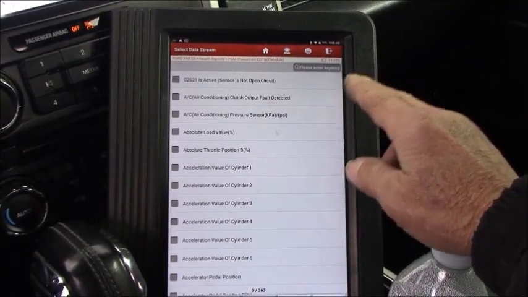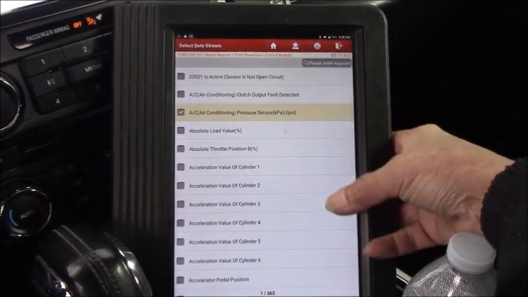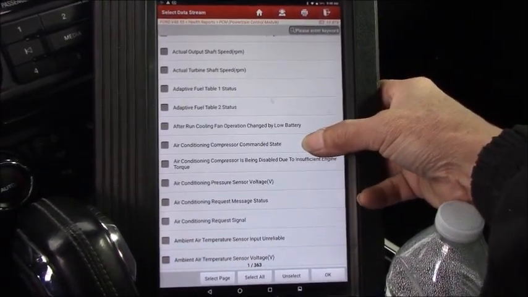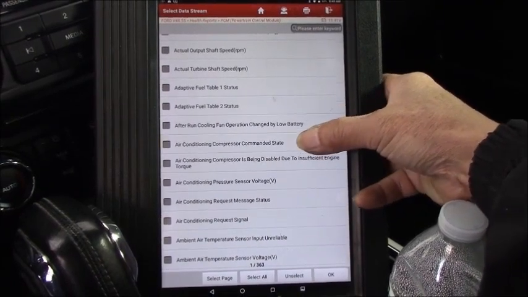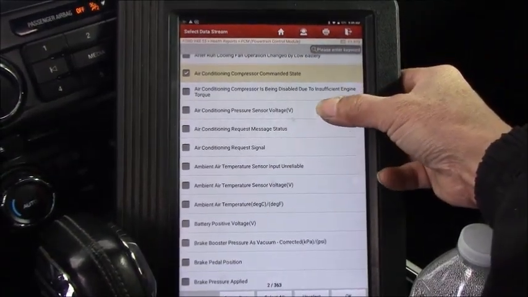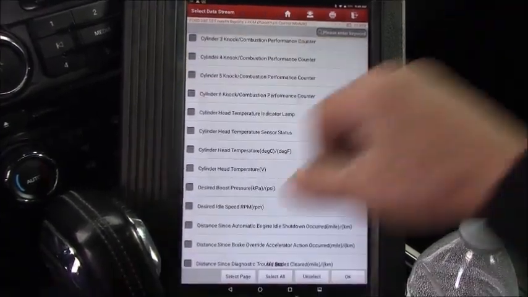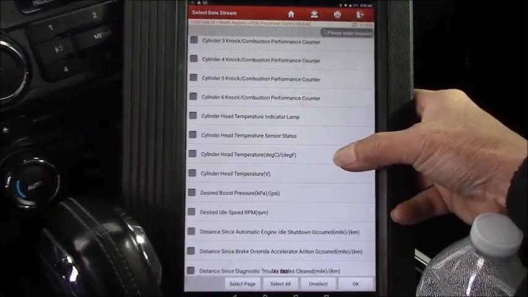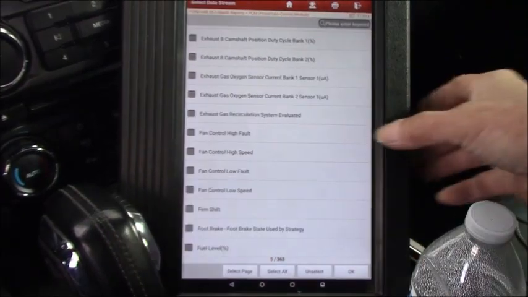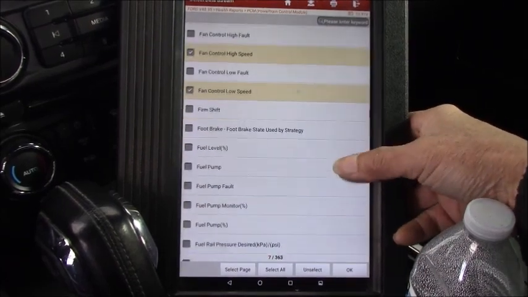Okay, first I would like to go for the AC pressure sensor. Air conditioning compressor main stage, air conditioning pressure sensor voltage and air conditioner request signal, and temperature. Okay, here fan control high speed and fan control low speed.